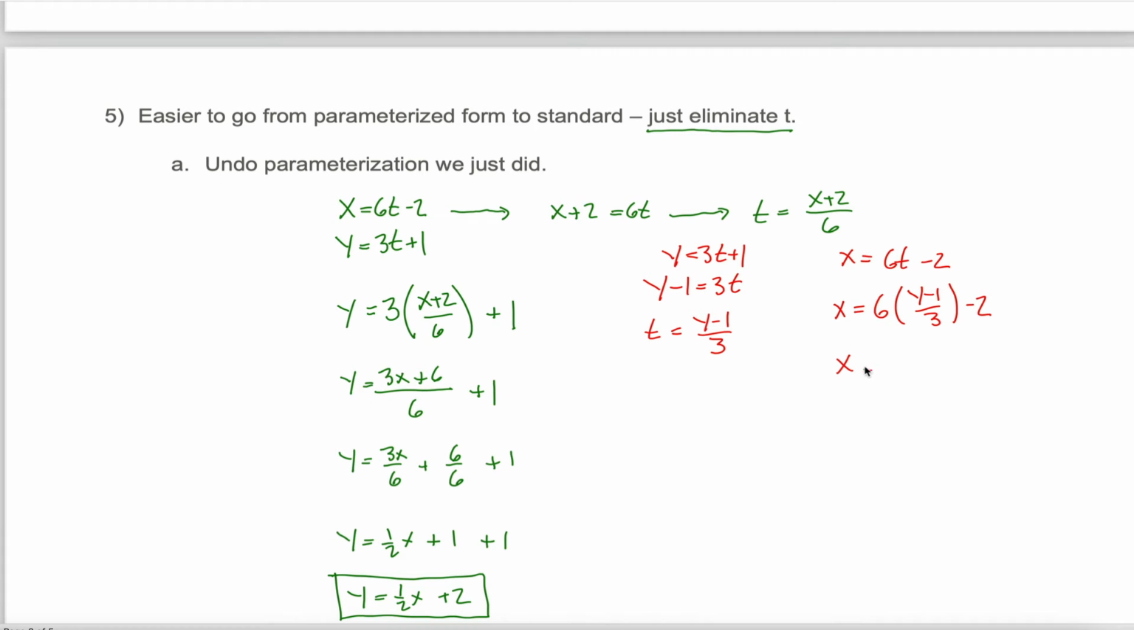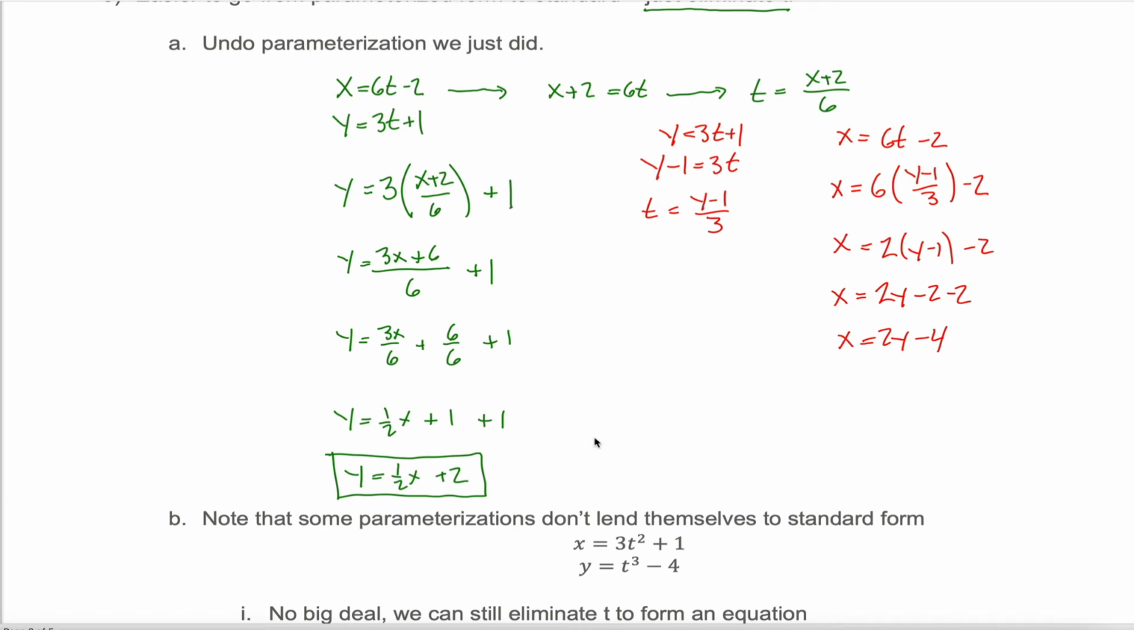I can simplify this mess a little bit. Let's see, this 6 and this 3 cancel out, and I'm left with 2 times y minus 1 minus 2. I can get rid of these parentheses by distributing the 2 to get x equals 2y minus 2 minus 2, or x equals 2y minus 4. You're like, whoa, it's a different equation. No, it's not. It's just in a different form.